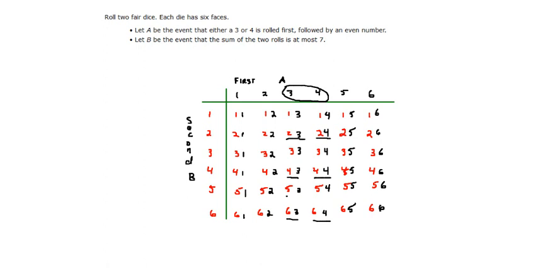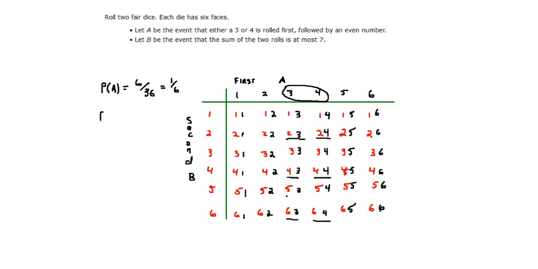Out of a total of 36, right? So the probability of event A itself occurring is going to be 6 out of 36. And we should reduce that every single time you get a fraction. You should reduce it completely. 6 out of 36 divides by 6 in both the numerator and denominator to give us 1/6. So that's our probability for part A.